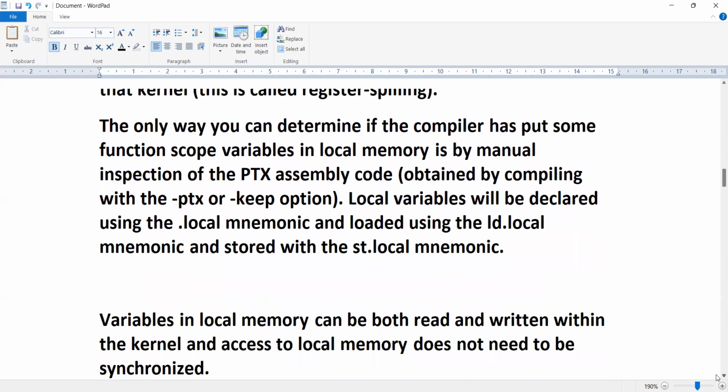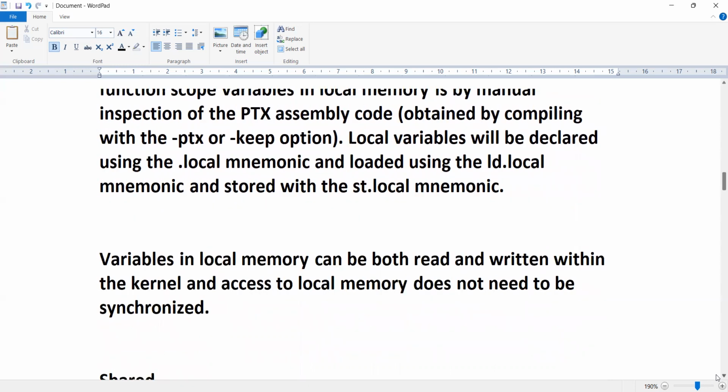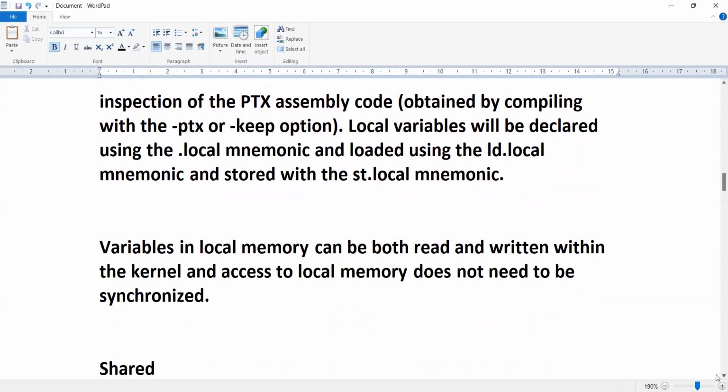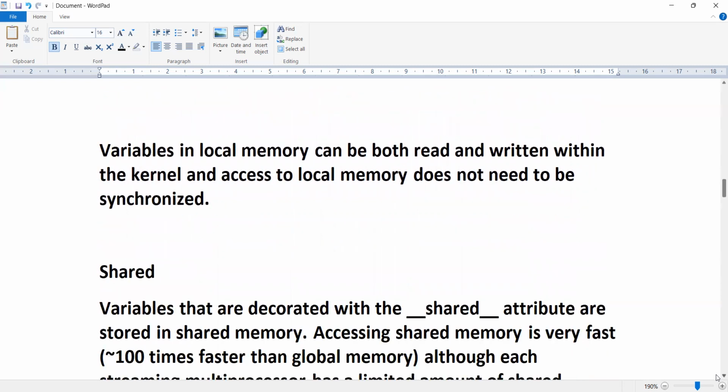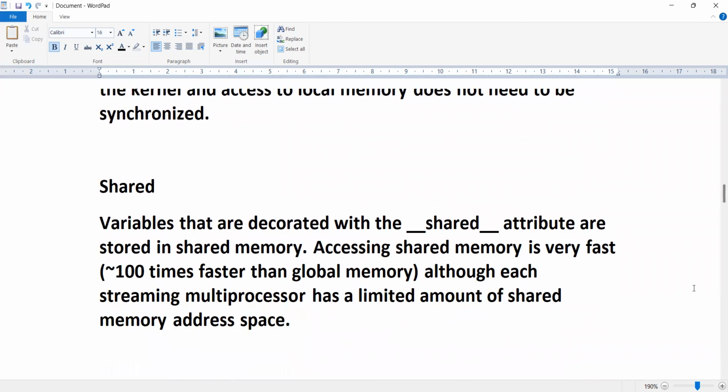The only way you can determine if the compiler has put some function scope variables in local memory is by manual inspection of the PTX assembly code, obtained by compiling with the -ptx or -keep option. Local variables will be declared using the .local mnemonic, loaded using the ld.local mnemonic, and stored with the st.local mnemonic. Variables in local memory can both be read and written within the kernel. Access to local memory does not need to be synchronized.